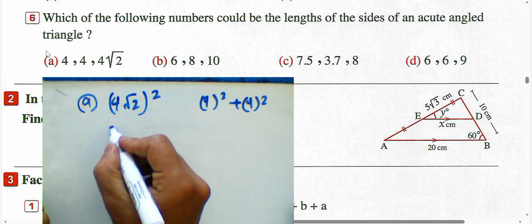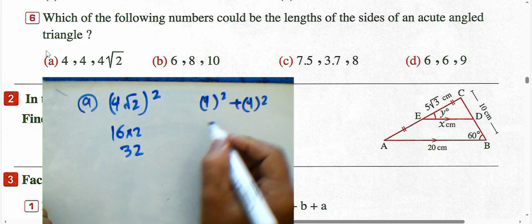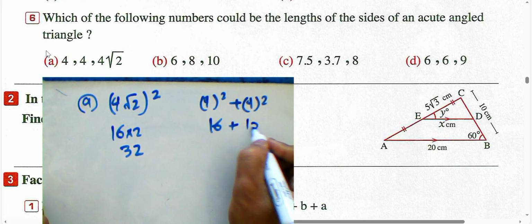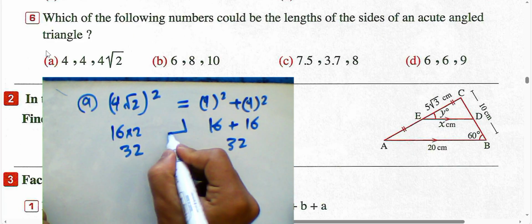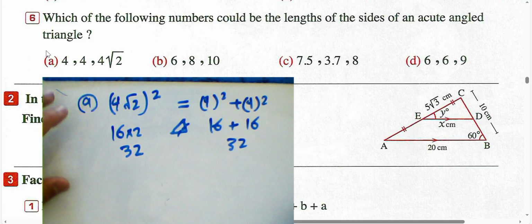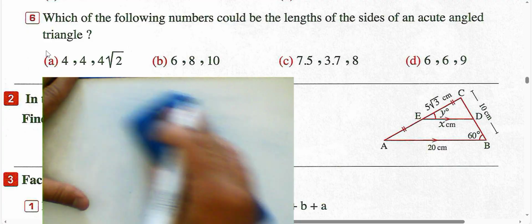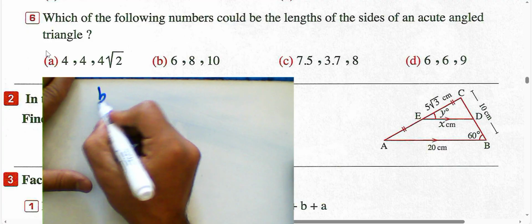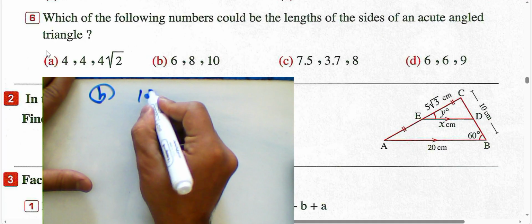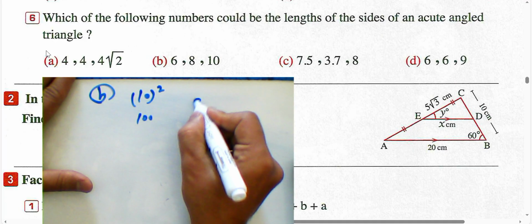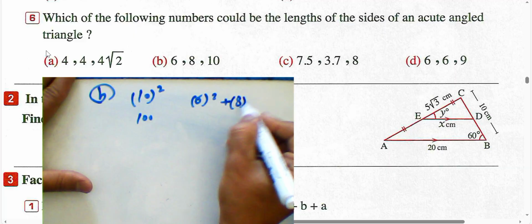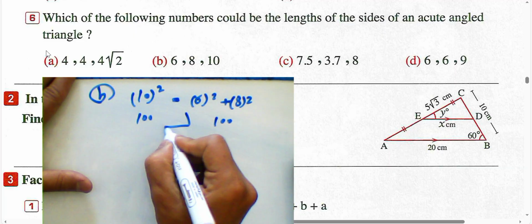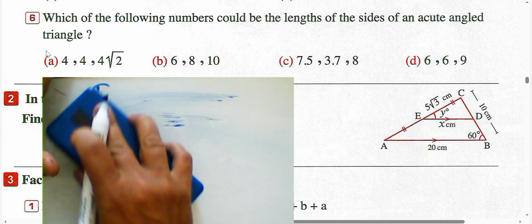Then 4 squared is 16, times 2 is 32. And 4 squared is 16 and 4 squared is 16, equals 32. Then this triangle will be a right angle triangle and also isosceles. Letter B: we can write 10 squared is 100, and 6 squared plus 8 squared will be 100. Then we have a right angle triangle and scalene.